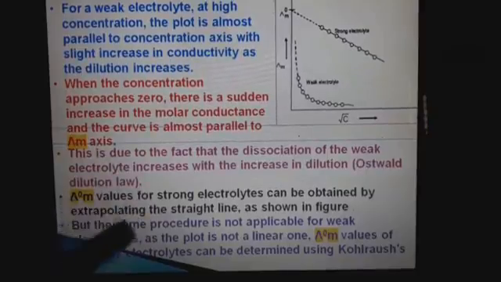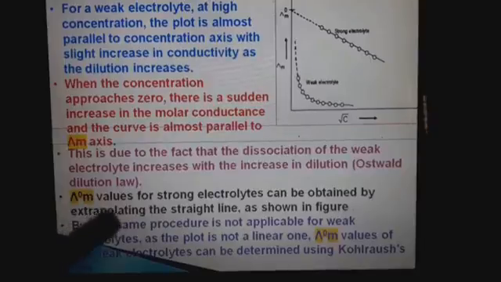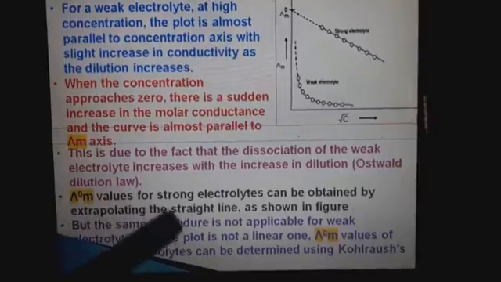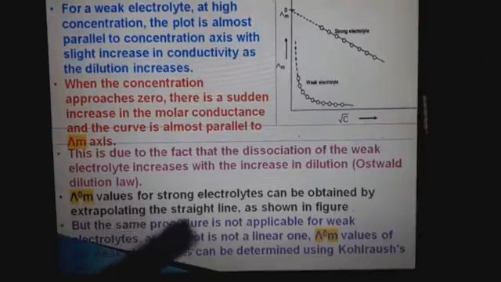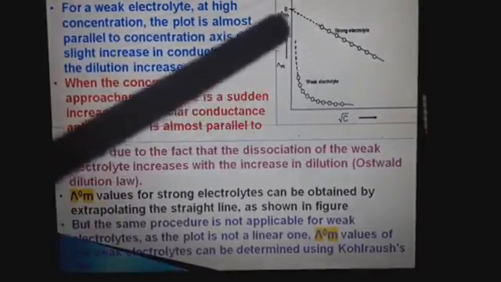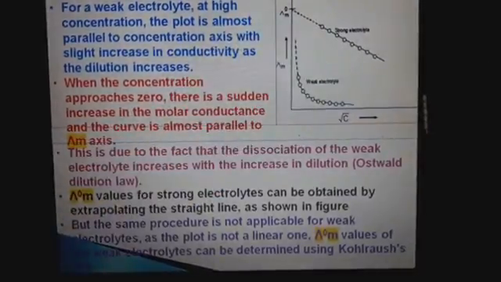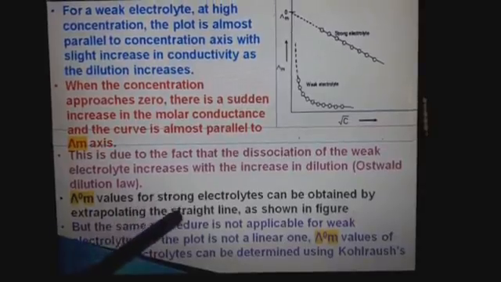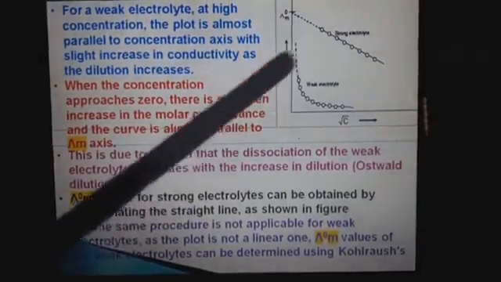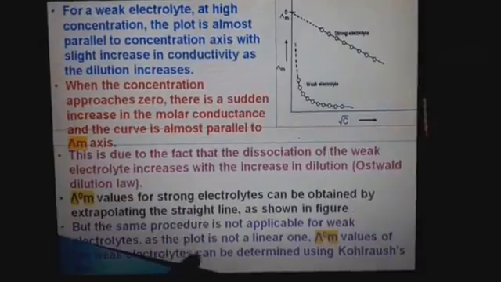The lambda 0 m value of a strong electrolyte can be obtained by extrapolating the straight line from the graph. This is the straight line. The same procedure is not applicable to a weak electrolyte, because the plot is not linear.